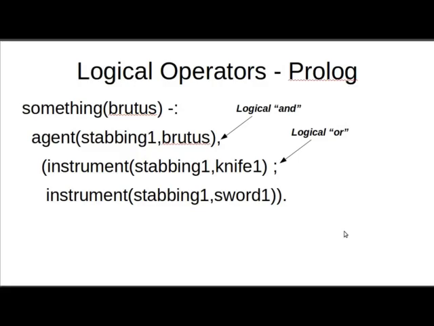So if something is true, that's the sort of the result, which is stated backwards in Prolog compared to Java or Python or most other procedural languages. So if we have the agent of stabbing1 is Brutus, and we have either that the stabbing was done with a knife or a sword, then something about Brutus follows. That's how we'd read this in Prolog.